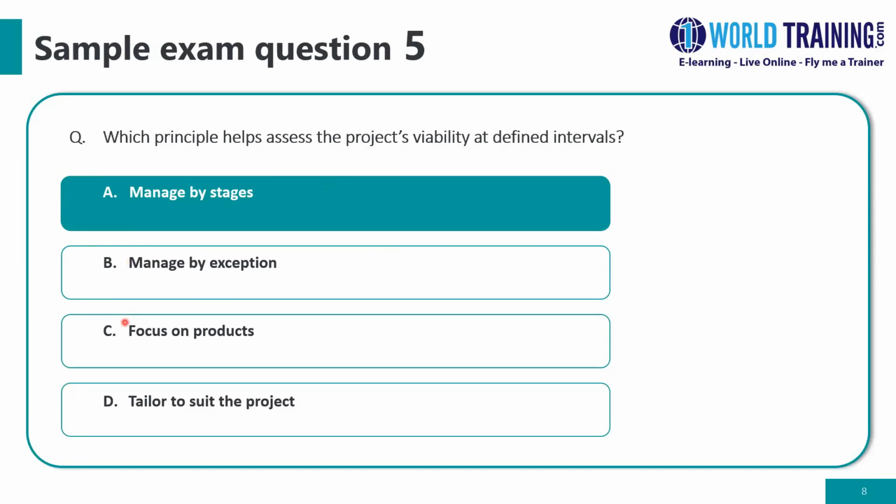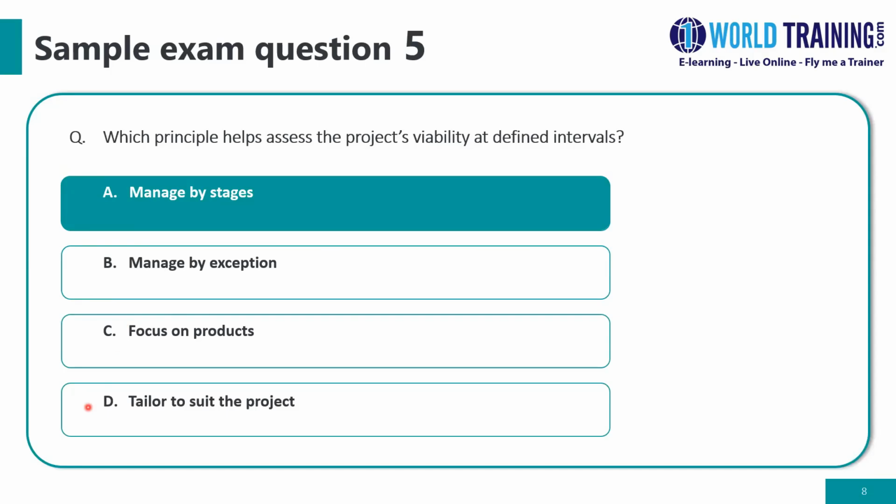This is about delivering well-defined outputs rather than focusing only on activities. So it's about first defining the product before starting to build them through various activities. And the product definition should be agreed in the form of project product description and product descriptions. Choice D, tailored to suit the project.